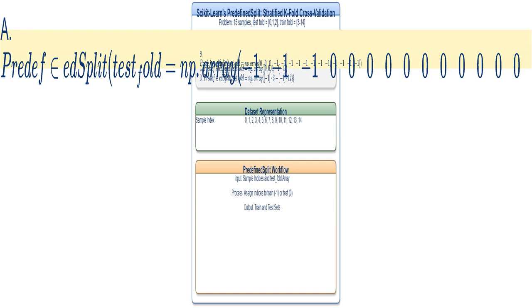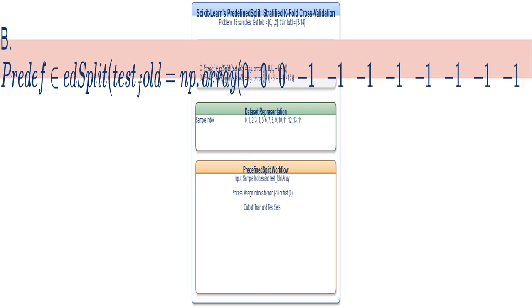This is clearly not right. This option correctly assigns samples 0, 1, and 2 to the test set, 0, and the remaining samples to the training set, -1. This is exactly what I asked for, so this is a correct answer.